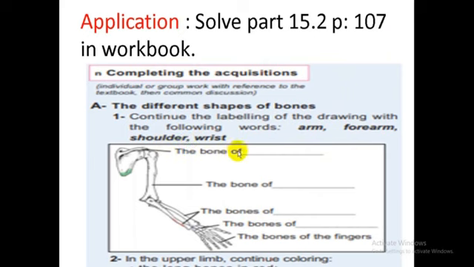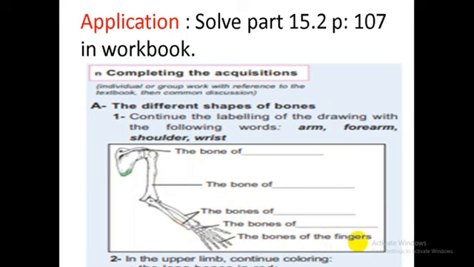The bone of... and observe this one here. What is this bone? The bone of what? Here we have two bones. Do you remember? And here we have another set of bones, the bones of the fingers.